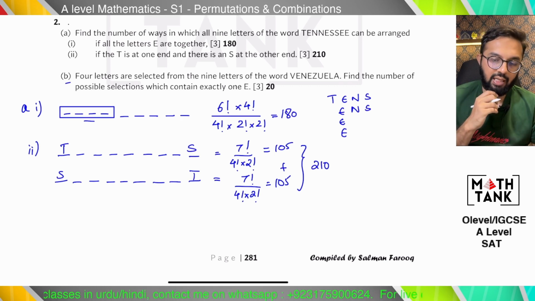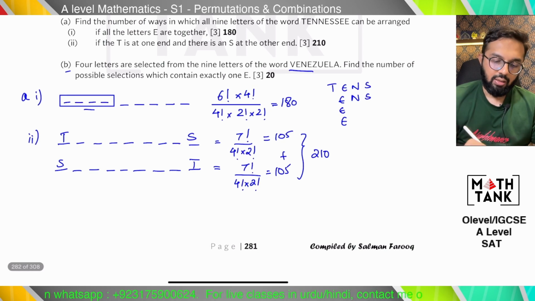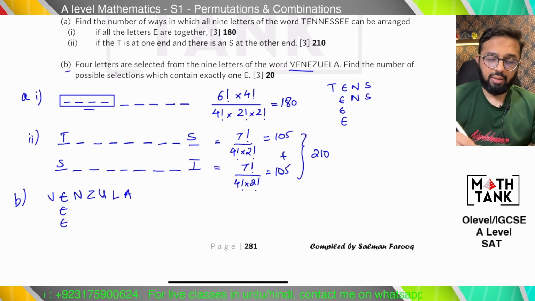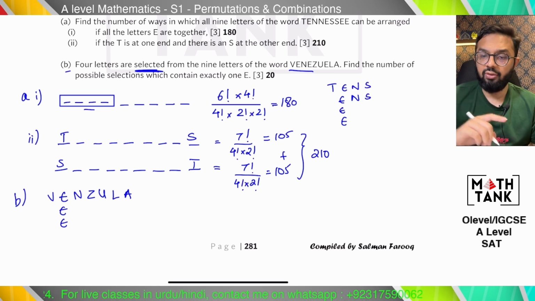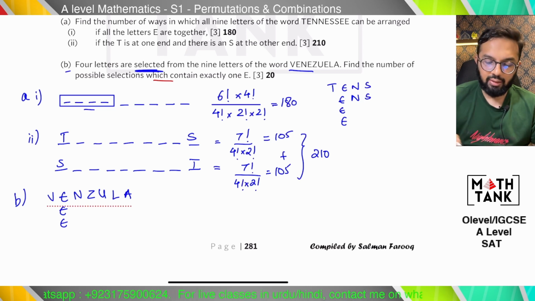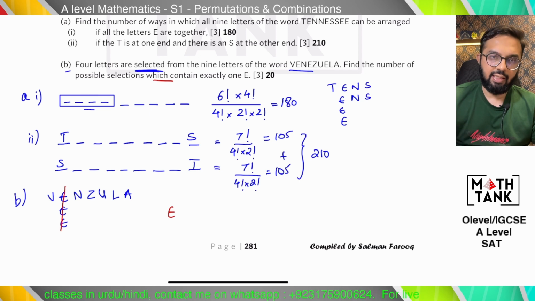It says 4 of the letters are selected from the 9 letters of the word Venezuela. So I am going to first write down Venezuela the way I write it. Okay, now remember that I'm selecting now, I'm not arranging, so I'm not going to draw those dashes. Find the number of possible selections which contain exactly one E. So what happens is E comes up and the other E's get eliminated.